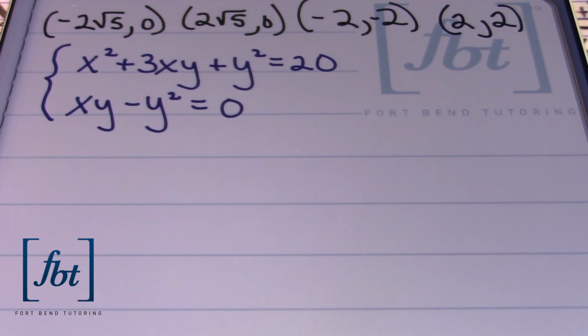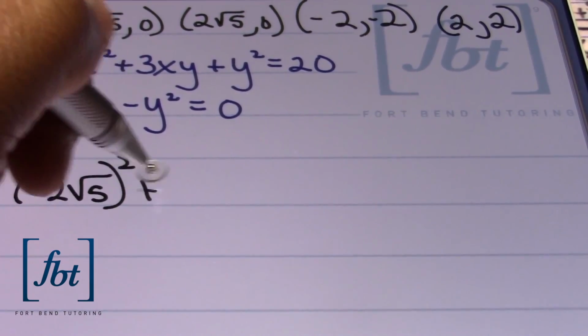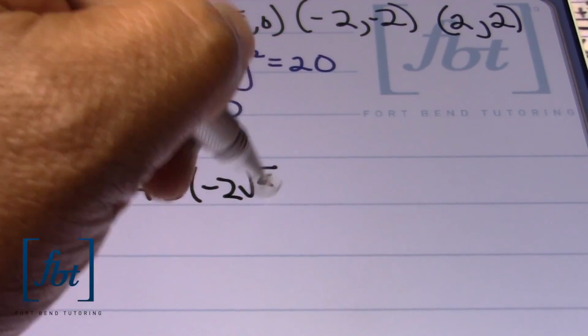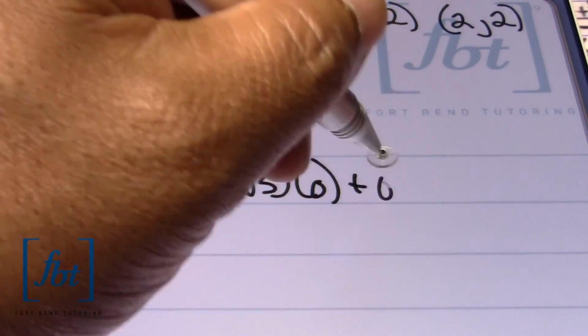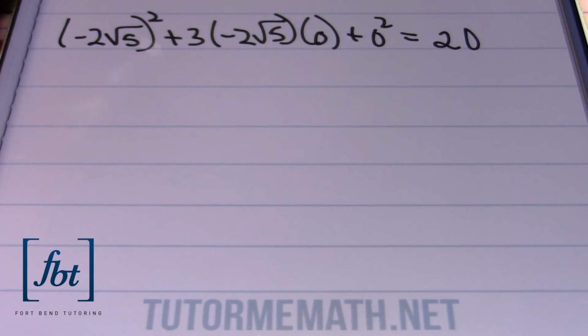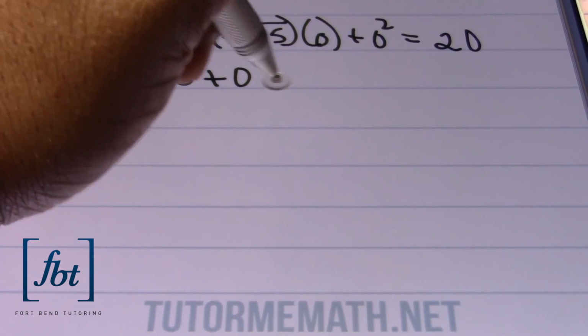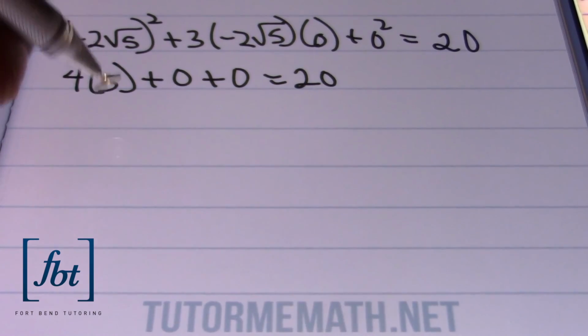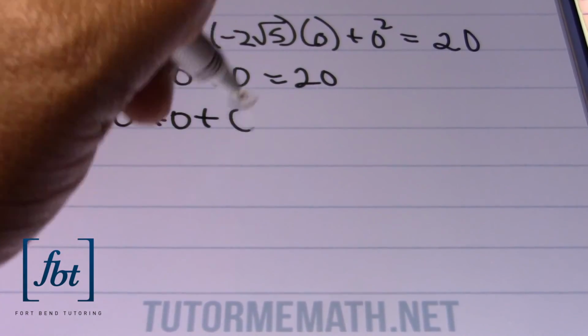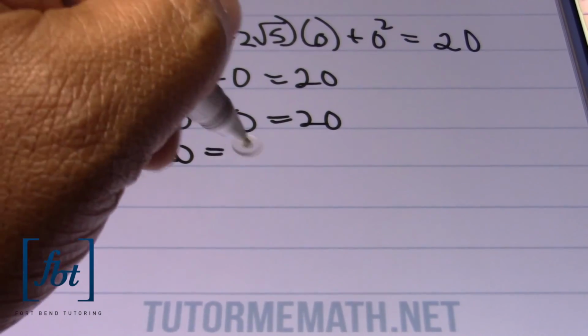All right, so let's go ahead and test each one of these points in our original system. Let's start out with our first point, negative 2 square root of 5 and 0. So plugging in our values, we'll have the quantity of negative 2 square root of 5 squared plus 3 times the quantity of negative 2 square root of 5 times 0 plus 0 squared equals 20. Simplifying this, negative 2 times the square root of 5 squared gives you 4 times 5 plus 0, which must equal 20. Well, 4 times 5 is 20, plus 0 still equals 20. So this checks out just fine.